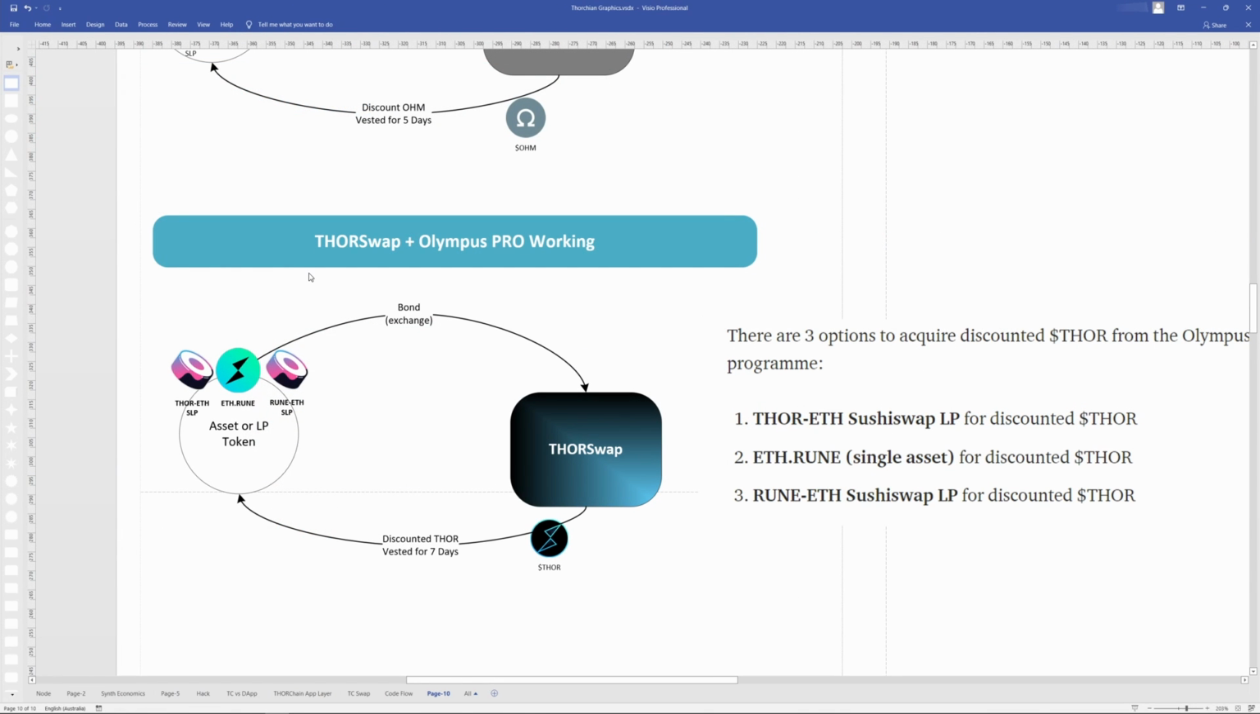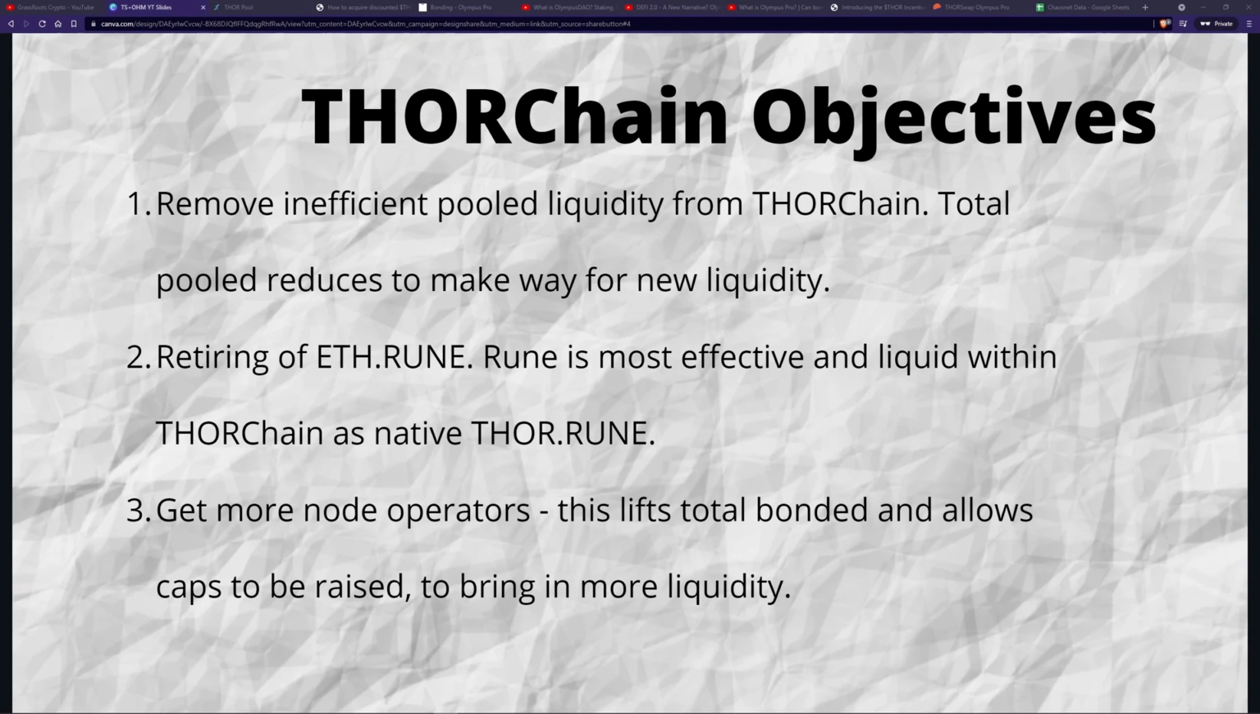Before we go into this in more detail, I wanted to go through THORChain's objectives so we can tie them to the benefits that this scheme is having for THORChain. These are some of THORChain's objectives, particularly within this program. The first is to remove inefficient pooled liquidity from THORChain, which would reduce the total pool and make way for more liquidity. It's considered inefficient because it has low volume, which generates low income. Second is the retirement of ETH.Rune, as Rune is most effective and liquid within THORChain. ERC20 Rune was, in my opinion, a bit of a marketing stunt. It got adoption out in Ethereum land, and things were great, but it's not actually required going forward. And third is to get more node operators, which would lift the total bonded and allow the caps to be raised to get more liquidity into the network, and then the network would grow that way.